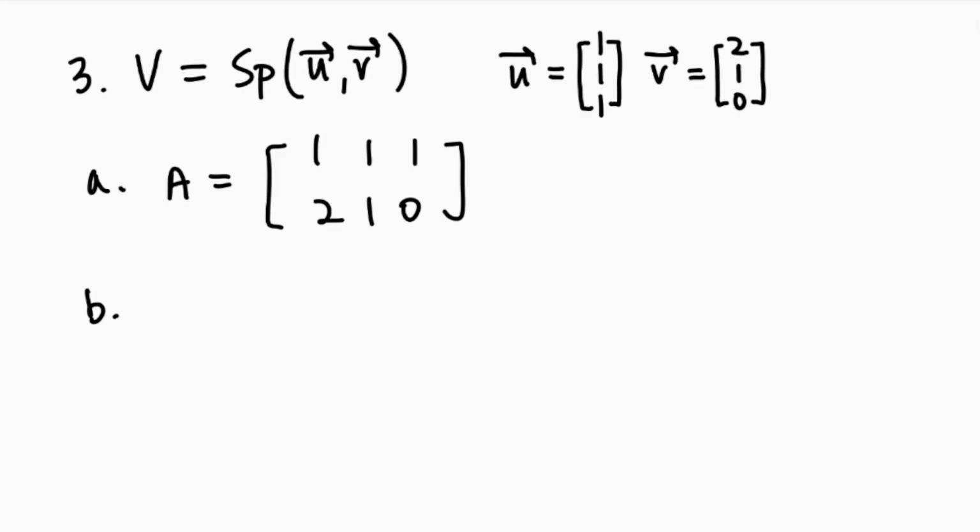Then for B, it says B is a matrix where the null space of B is vector space V. Okay, give a matrix that could be B. Okay, so that means that I need to have 3 columns. And I need to be able to add them together and get a 0 vector.